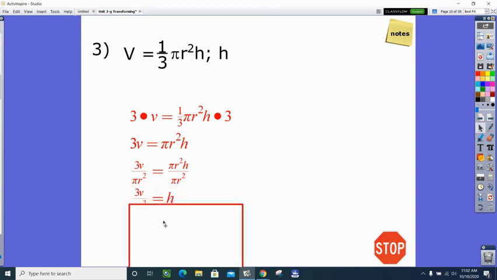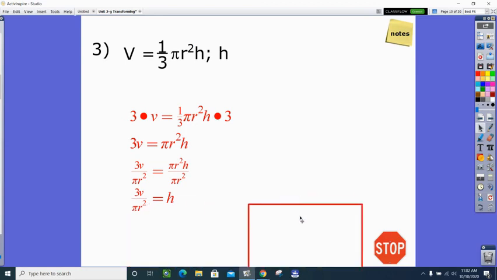So your final formula, because you've got pi over pi is 1 and r squared over r squared is 1, so you have h by itself, you basically take 3 times the volume and divide it by pi r squared, and you get the height of the cone.